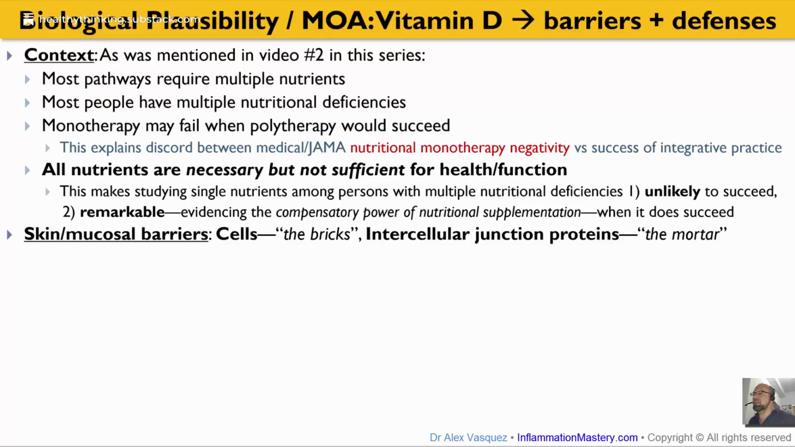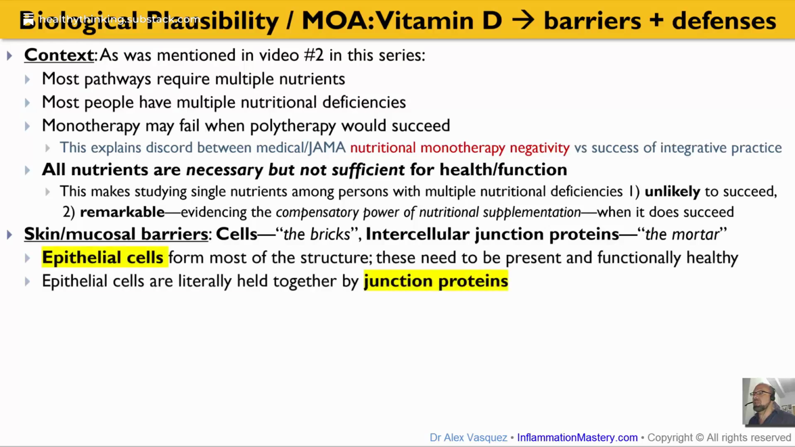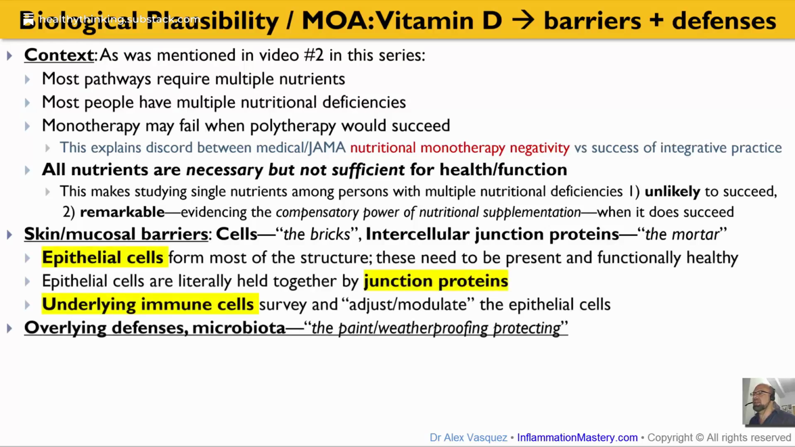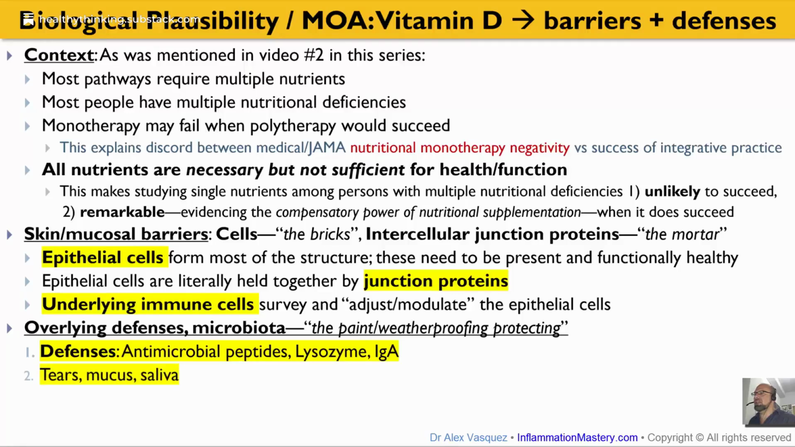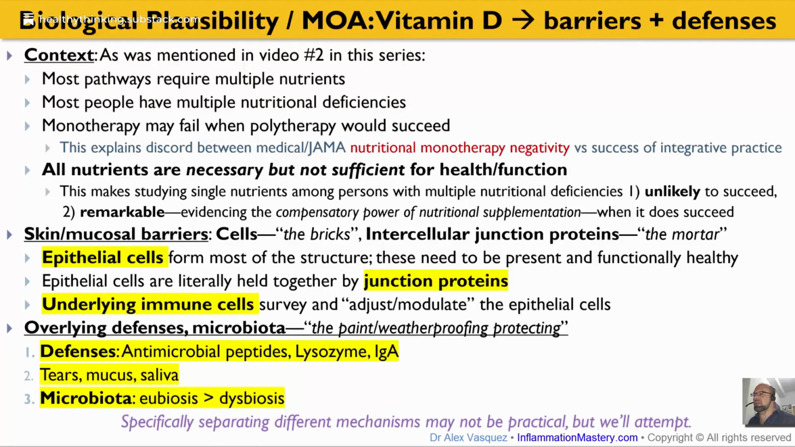Again, skin and mucosal barriers. We're going to look at epithelial cells, junction proteins, underlying immune cells, and then the overlying defenses, such as antimicrobial peptides, lysozyme, secretory IgA, tears, mucus, and saliva, and the overlying, again, microbiota, hopefully aiming for eubiosis much more so than dysbiosis, of course. And a lot of times we're not able to separate those, in real life, and certainly not in clinical practice, but we will try to make some distinctions and differentiations.